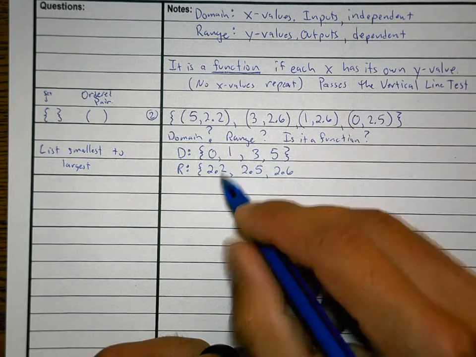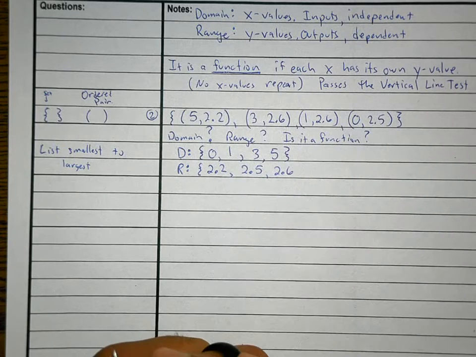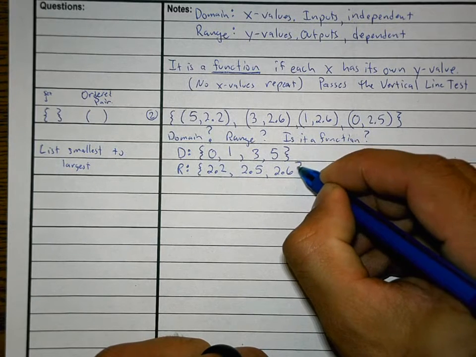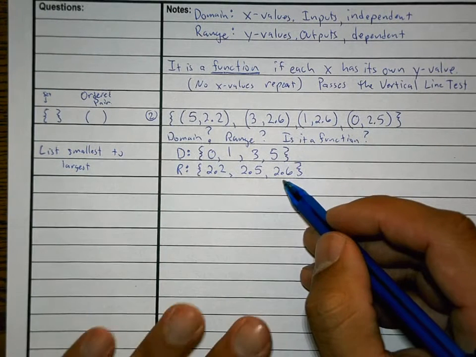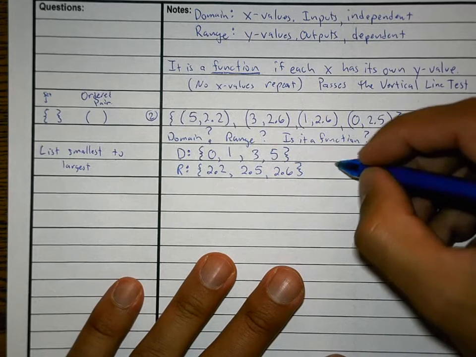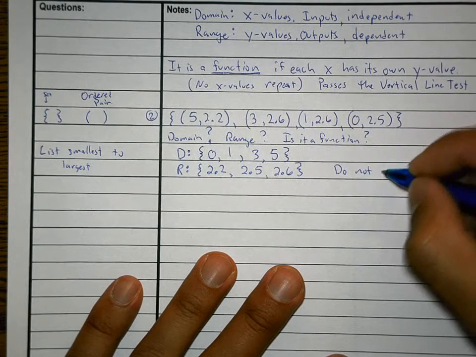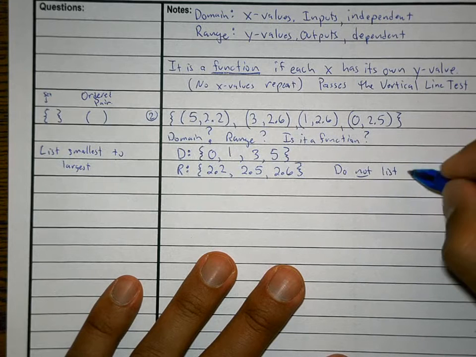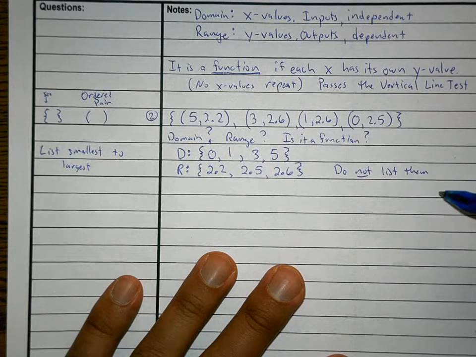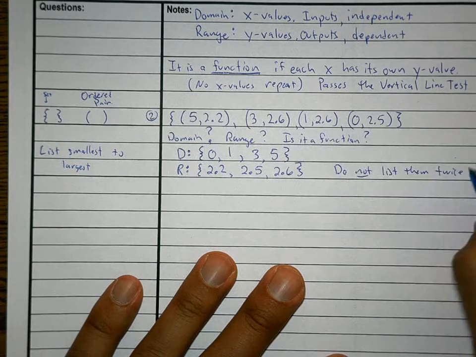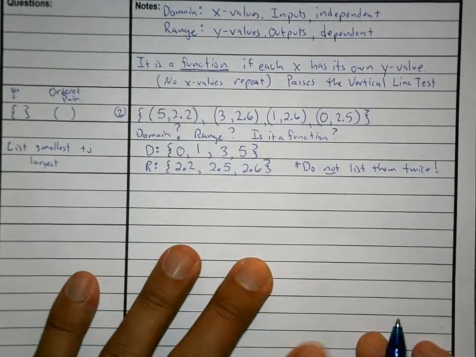And every time I separate them by, is there another one? Yep. Do I have to write down both 2.6s? No. These solution sets, and I'm going to write that down right here. You do not list them twice. Little star, little point right there. Do not list them twice.